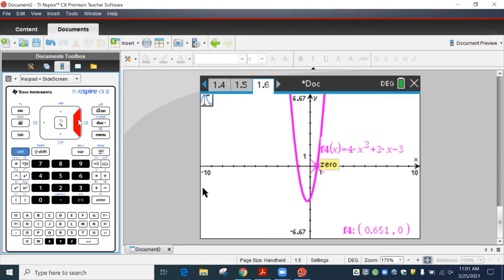We're going to hit menu 5.1 and find our zeros. Now, the only difference is today, when you're doing these, I would write this down because we're going to have to switch from graphs to the calculator. So I'm going to write down 0.651, and negative 1.15. So negative 1.15.